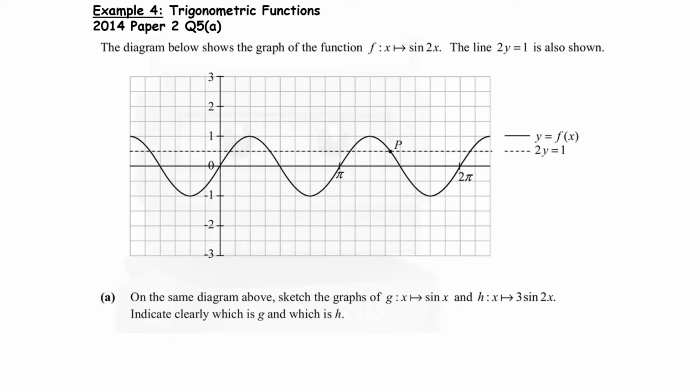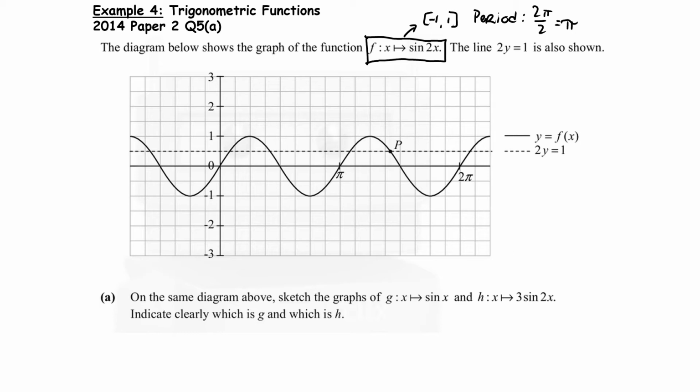And this is from 2014, again Paper 2, question 5, part A. The diagram below shows the graph of the function f(x) = sin 2x. So straight away when I see sin 2x, I know two things. I know the range is going to be -1 to 1, that's not going to change, and my period is going to be 2π divided by 2, so that's π, that's how quickly it rotates. And I can see that there, look how quickly it rotates.